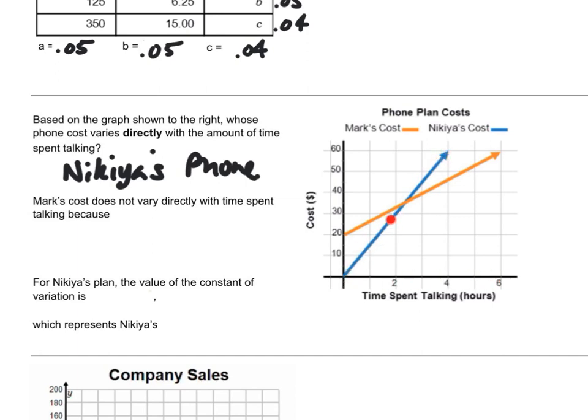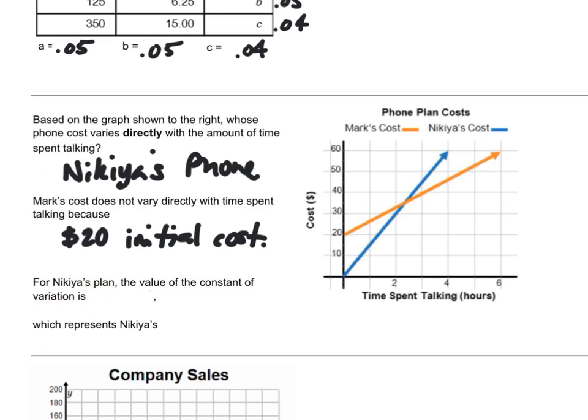Nikia just pays for however much she talks. But notice that her rate is a little bit higher. Her line is a little bit steeper than Mark's. So Mark has the $20 initial fee, initial cost, whatever you want to call it.